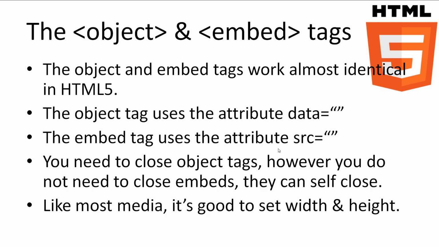So now we have the object and embed tags. They're almost identical in function, however they allow us to embed plugins and other self-contained objects into our web pages. The object tag uses a data attribute and has more types and sub-tags, whereas the embed tag is a standalone that self-closes and uses a source attribute. And just like most media and websites, it's good to specify the height and width.